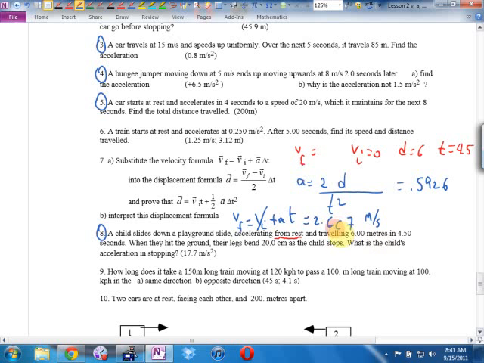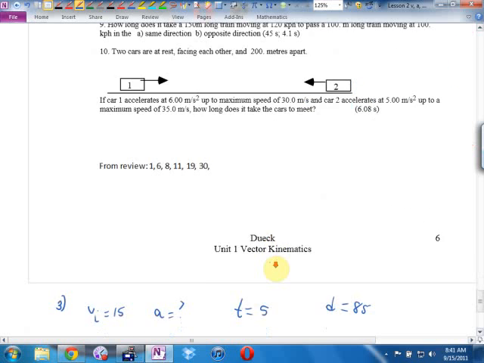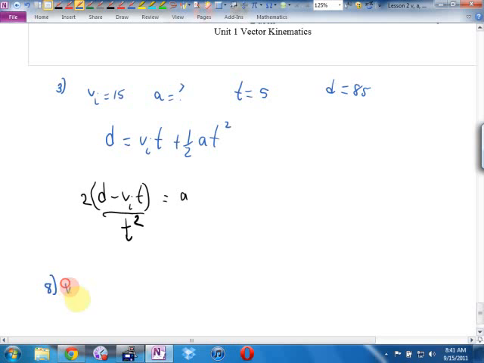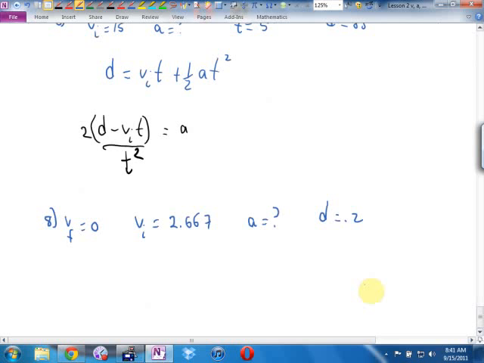What else did it tell me? The distance that my legs travel is 0.2 meters, not 27, 0.2 meters. So I think I can do some work here. In number 8, then, I can say V final is 0. V initial was V final at the bottom of the slide, which is V initial when I hit the ground, is going to be 2.667. A, I don't know. D equals 0.2.